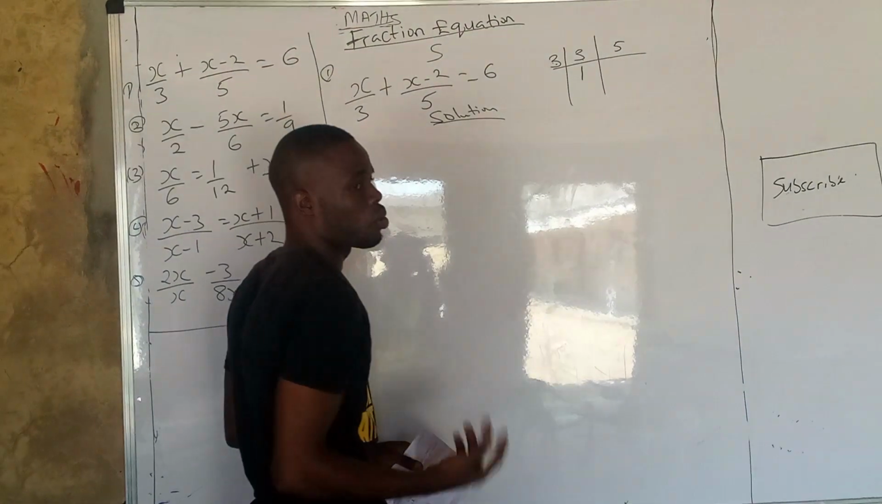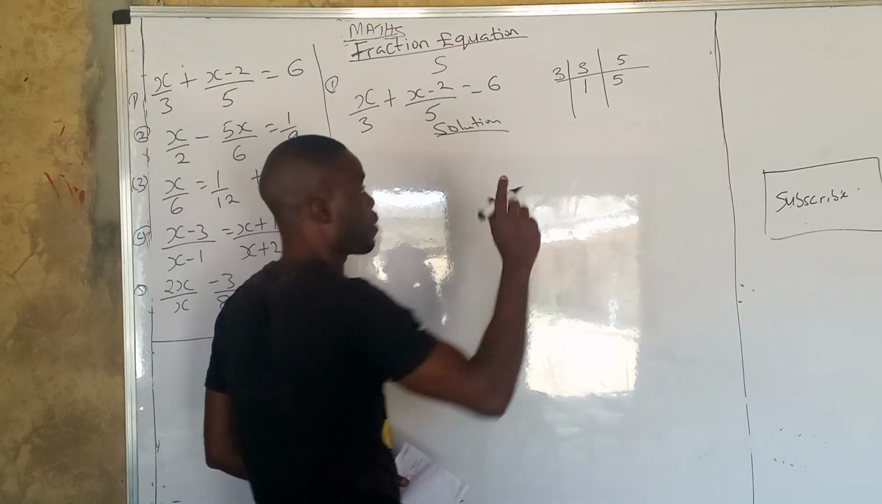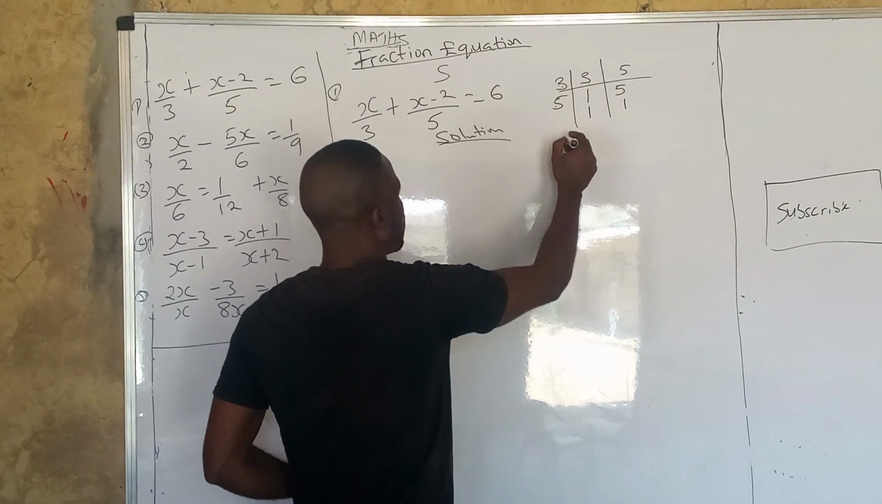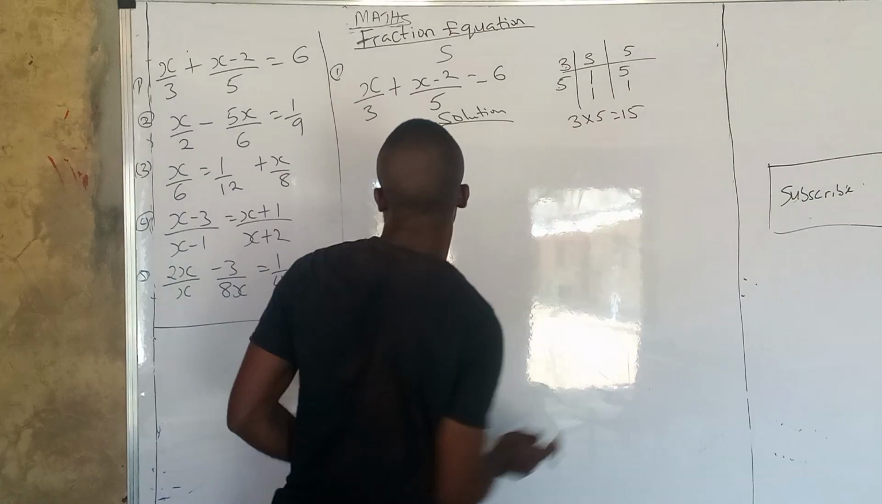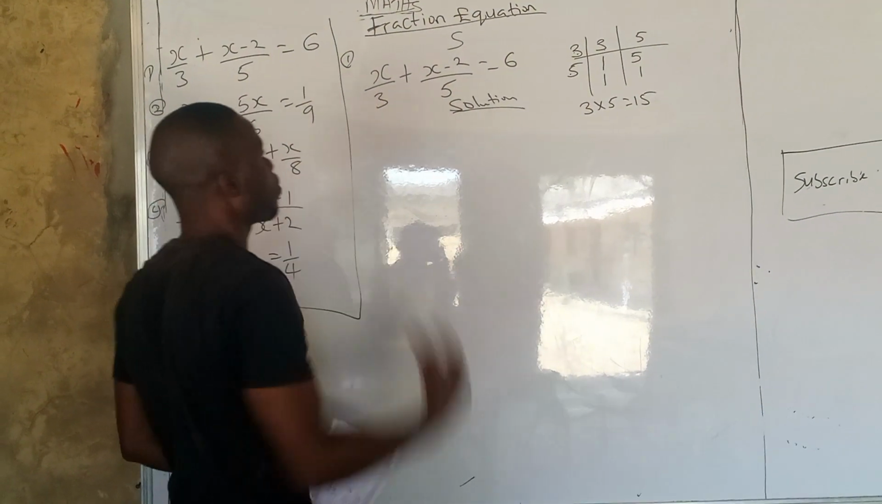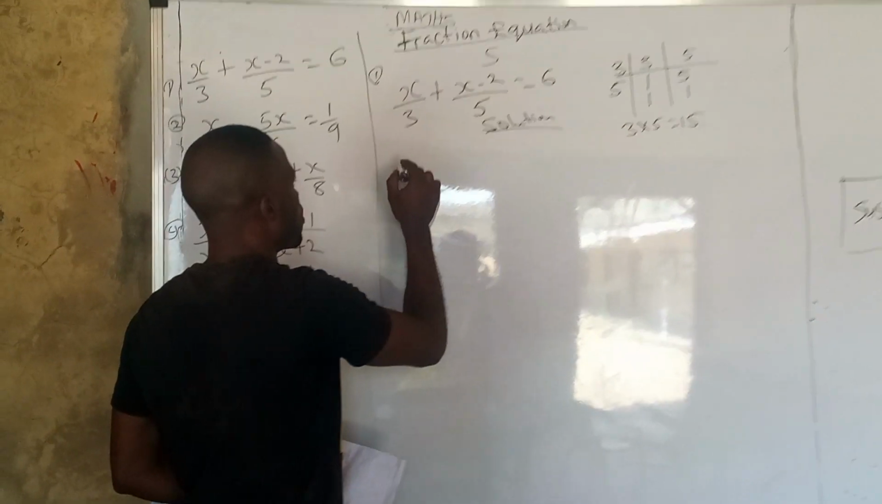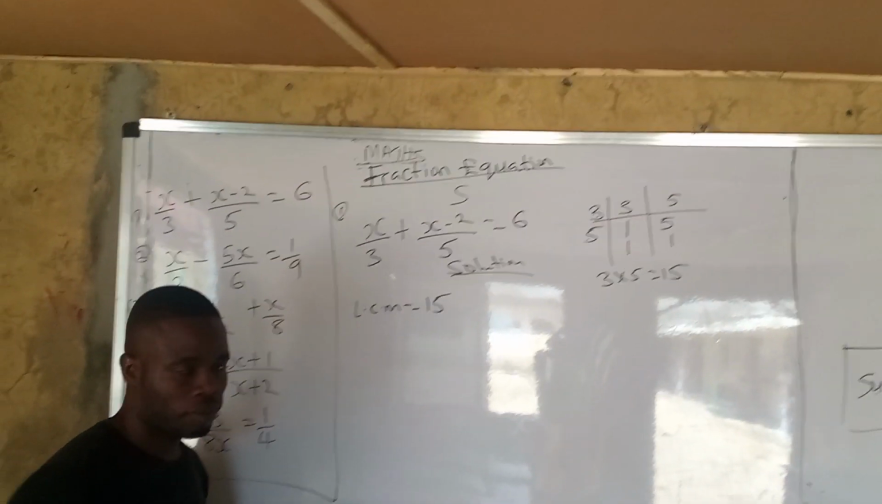3 in 5, it cannot go. So you bring down the 5. So what can divide 5 is 5. So 5 in 1 is 1 and 5 in 5 is 1. So we have 3 multiplied by 5, which will give you 15. So you can still multiply it and get your 15. So that means LCM is equals to 15.